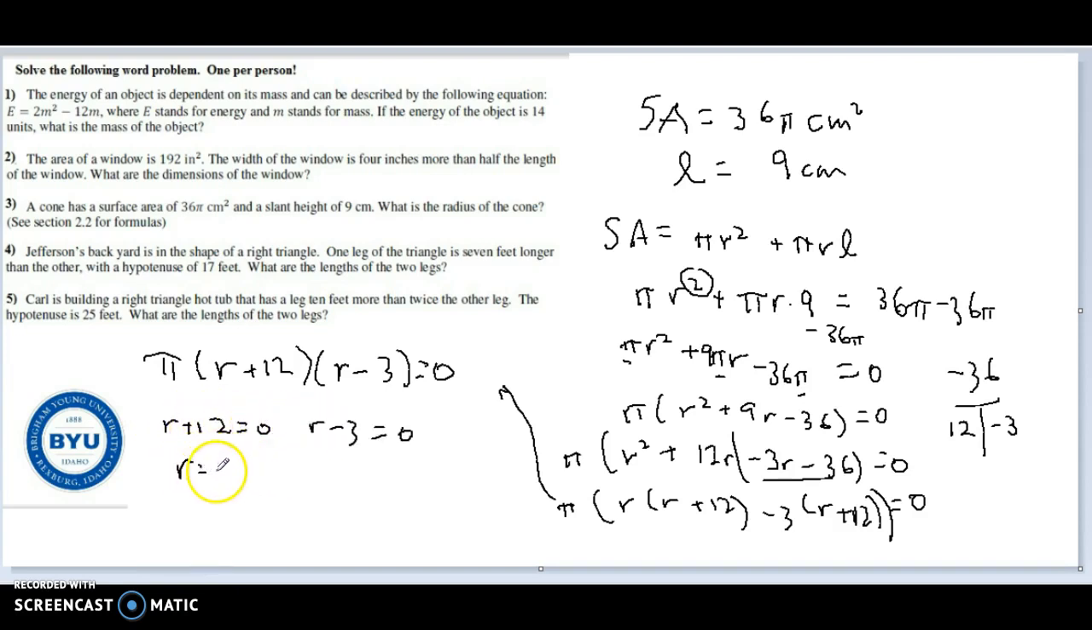You solve those, you get negative 12 and 3. But remember, we're talking about a radius of a cone, and a radius cannot be negative. So we're not going to use that solution, but this one does make sense. And it's in centimeters. So that's our answer. R equals 3 centimeters.